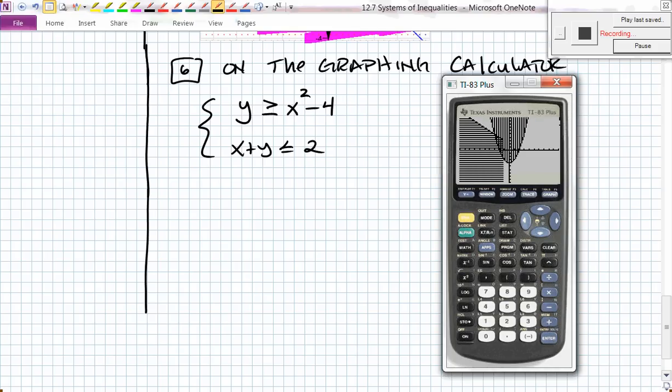Here's the parabola, and there is our line. We're looking for the little piece in the middle that contains all the solutions for this system of inequalities. Pretty neat, right?